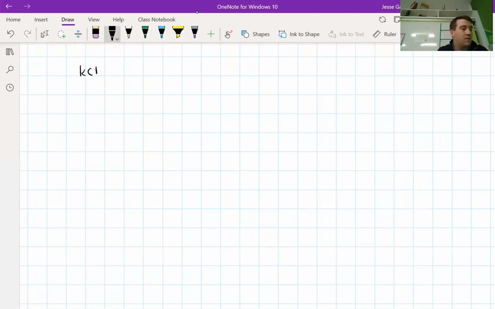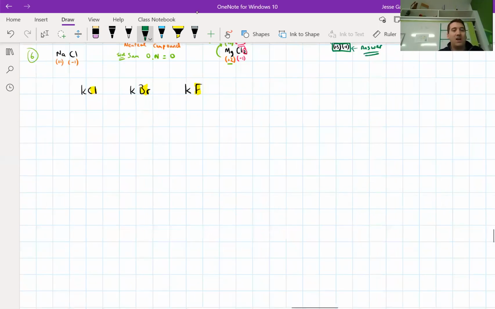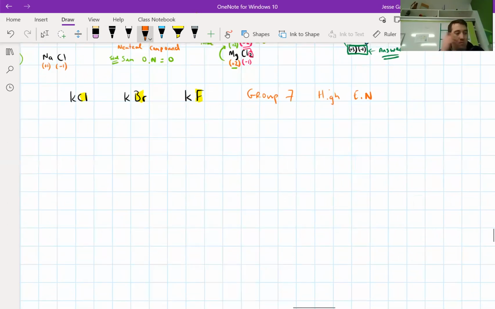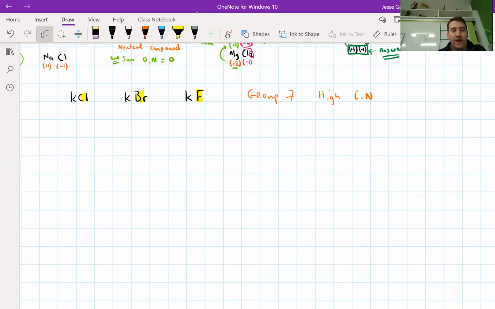Here is KCl, which has elements from group 7: chlorine, bromine, and fluorine. Non-metals gain electrons. That's what they like to do. And these are the halogens, which means that they're highly electronegative. So they're in group 7, which means they're going to gain electrons. Again, be sensible about it. What group are they in? How many electrons are they going to gain? You should be thinking, something should be going in your head now.